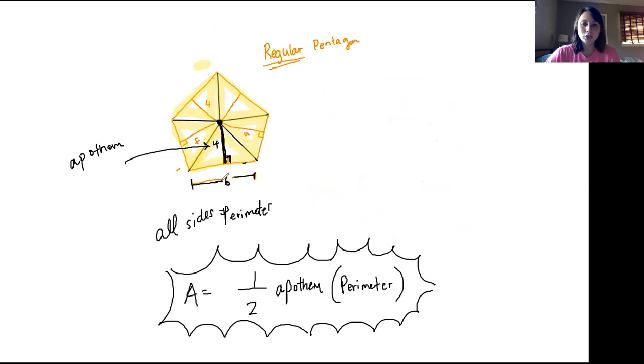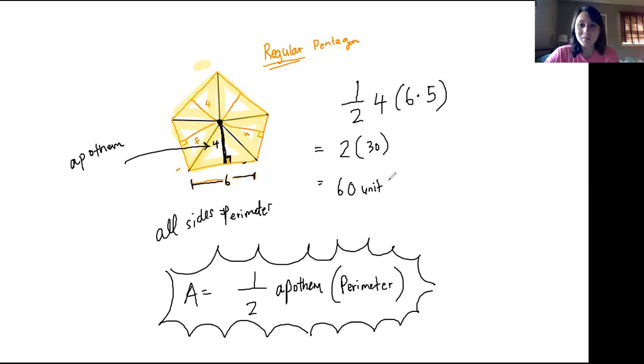So if I knew that one side is 6 and there's 5 sides, I know the perimeter has to be 6 times 5. So let's do 1/2 times the apothem, which is 4, times 6 times 5, okay? Multiply it all out. 1/2 of 4 is 2. 2 times 6 times 5 is 30. 6 times 5 is 30. And then 2 times 30 is 60. So I get the same exact answer. And I just had to do one equation rather than split it all up.